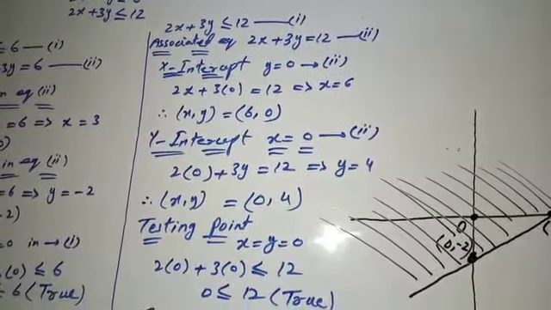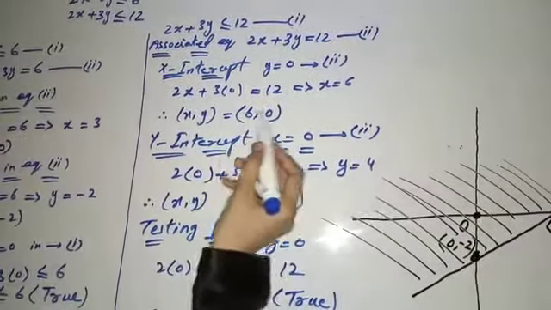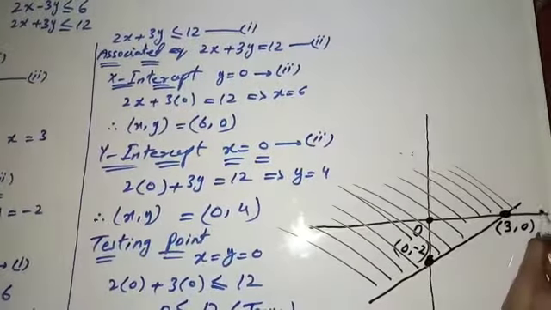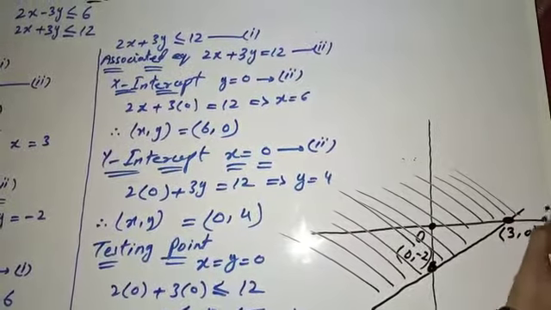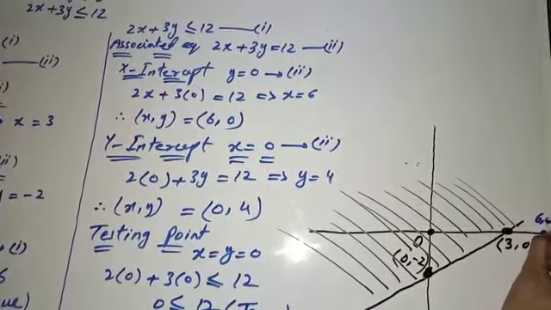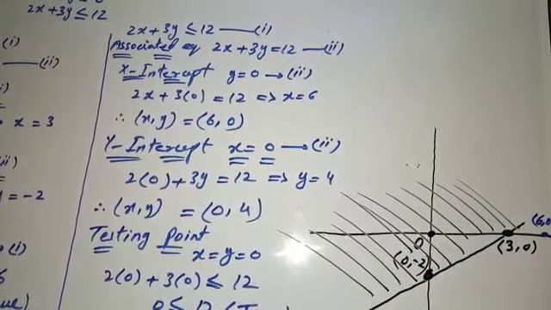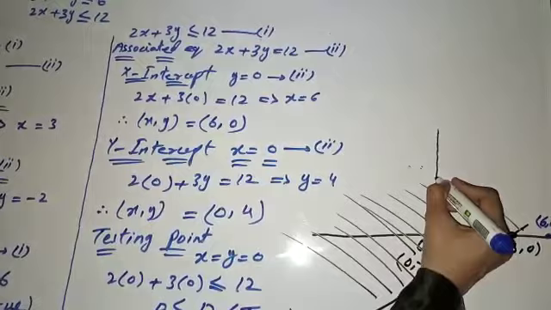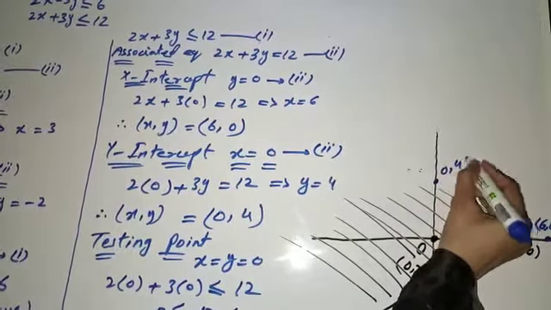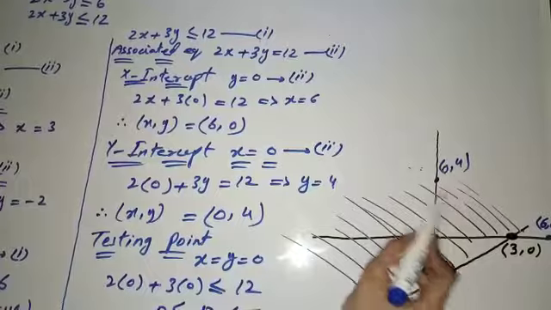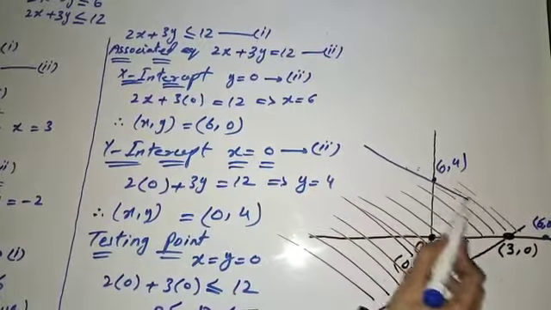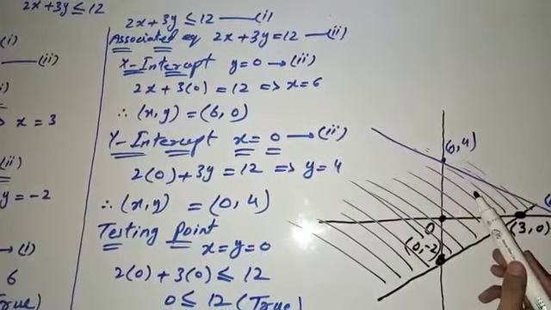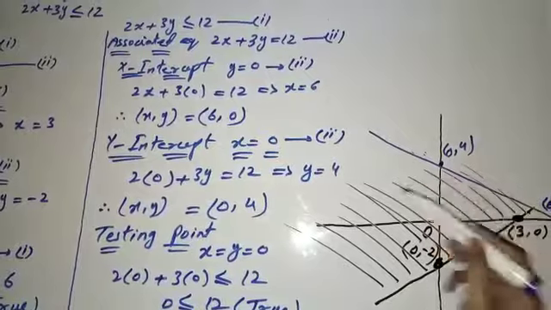Now in the second case, the x-intercept value is 6 and 0. This is 3, suppose 6 lies here, 6 and 0. Okay, and on the y-intercept, 0 and 4, value of x is 0 and value of y is 4. Meet these 2 points. Now shade. Its solution is also true, so that's why the graph is towards the origin. Now plot the graph.